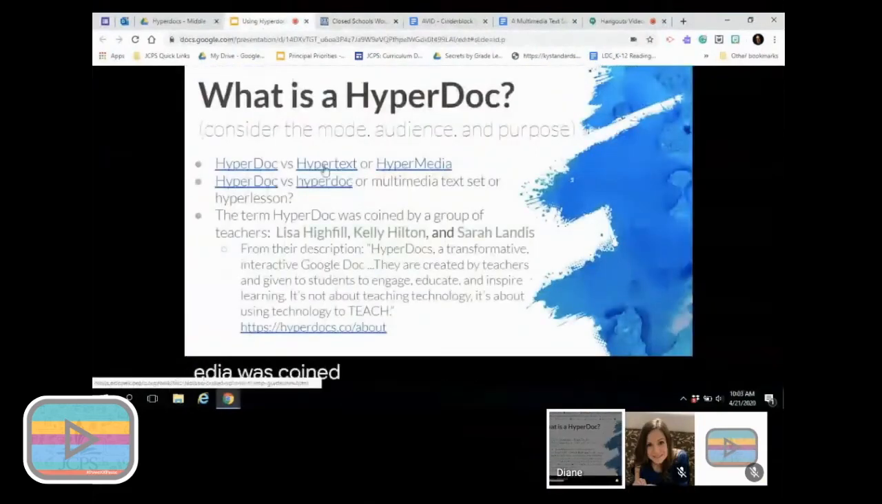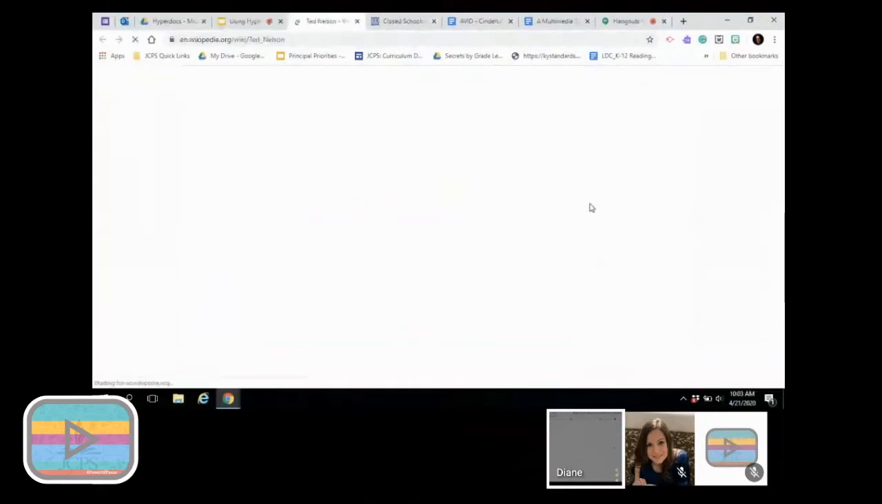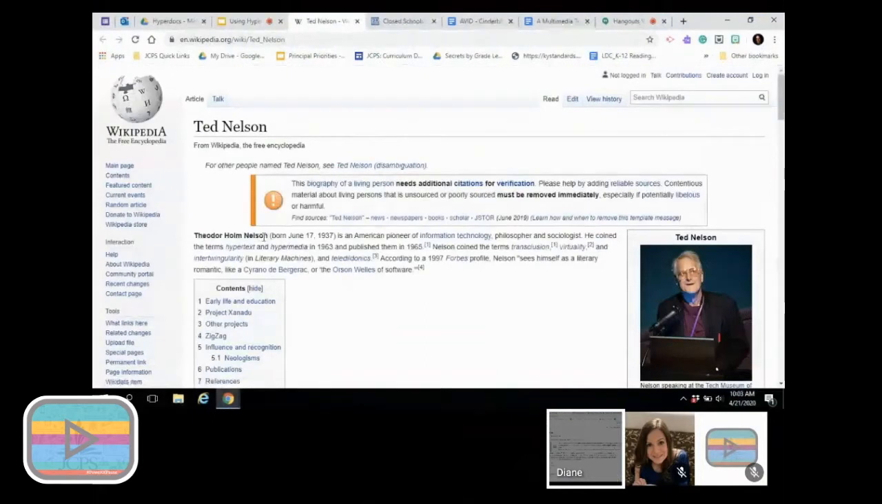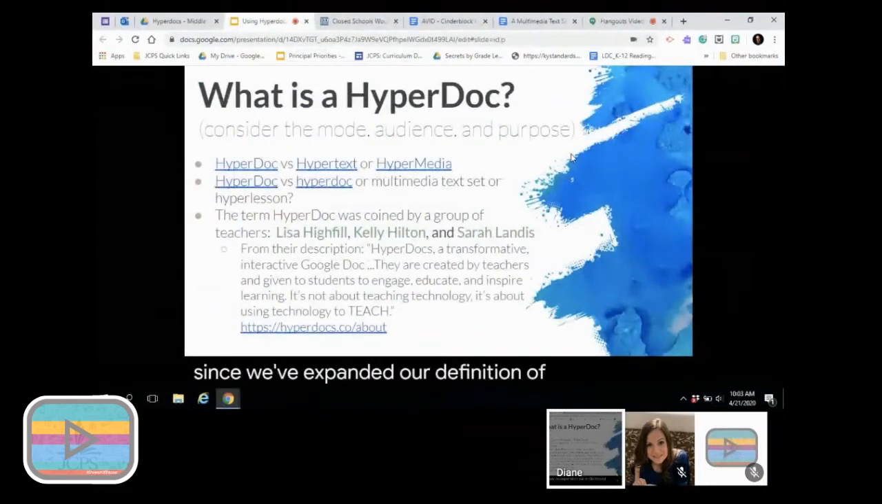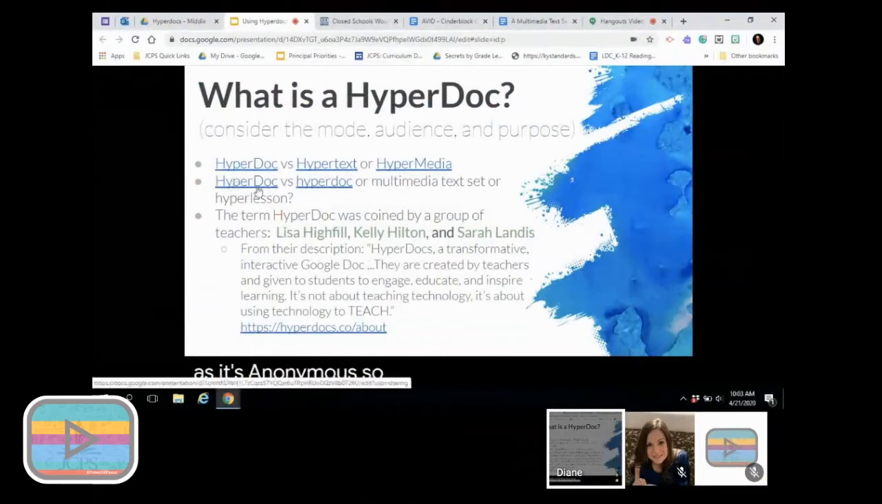Hypermedia was coined about the same time as hypertext by the same gentleman, Theodore Holm Nelson, and he is one of our computer pioneers. The hypermedia just means that there's other media connected to it. But since we've expanded our definition of text to include so many other things now, hypertext is probably just as synonymous.